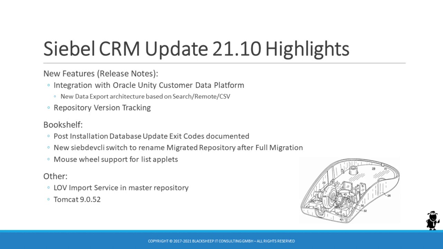So when you update to 21.11, you get a new feature, which is quite interesting, announced as an official integration with Oracle Unity Customer Data Platform. We have to understand what Oracle Unity is and whether we actually use it, and probably you say, well, we're not using Unity, you're not interested in that. But there is actually a new EAI layer being added onto Siebel, which you can use for anything as long as you're happy with CSV files being dumped on a drive or a cloud bucket. That's the thing I would like to focus on. Also there's a new feature in 21.10 called repository version tracking, bookshelf updates, along with new instructions on how to rename repositories. So let's take a look at this Unity thing.